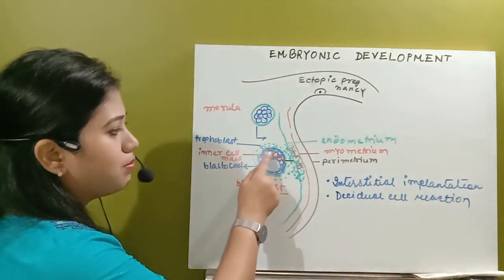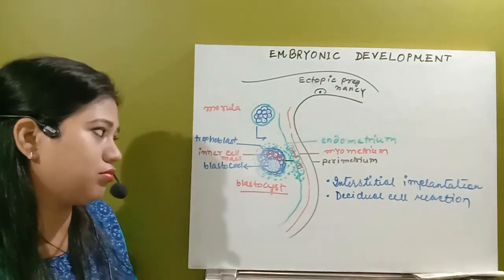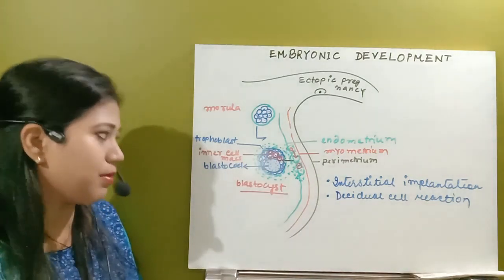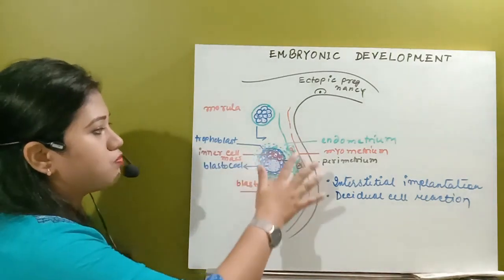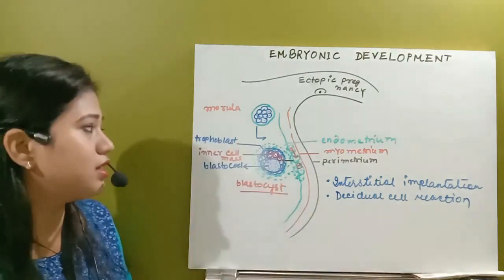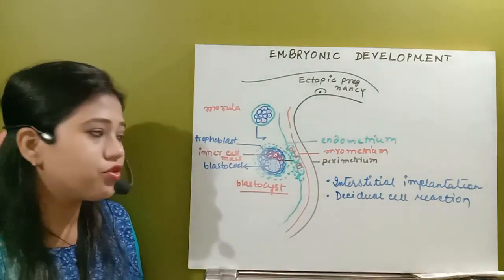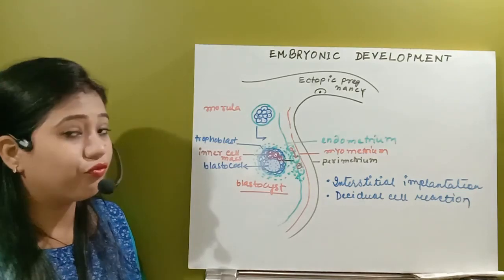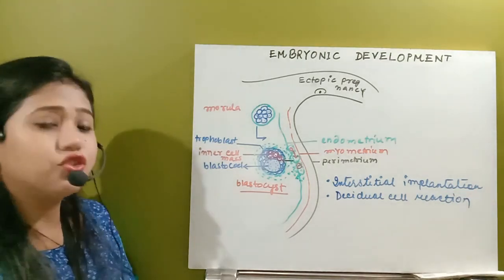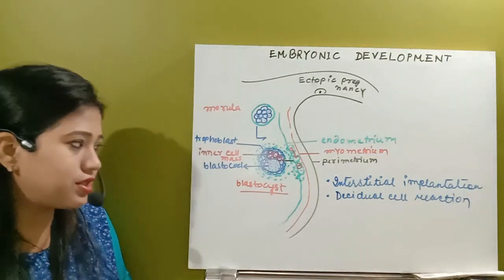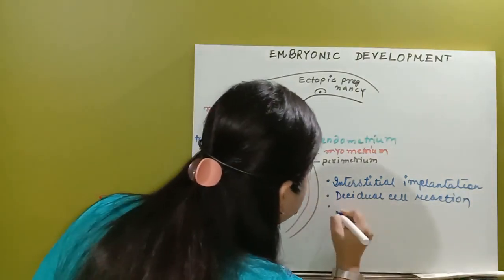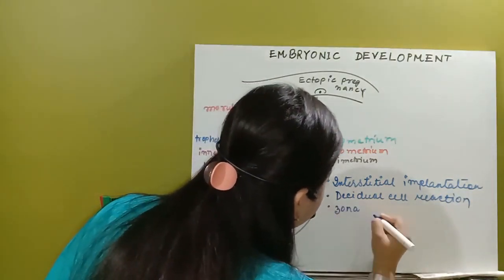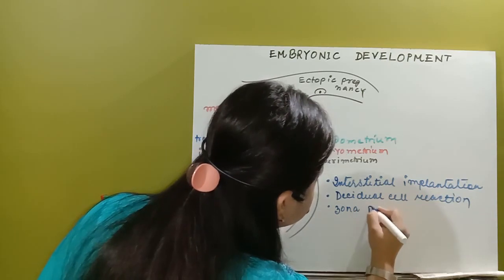Next, the bigger cells present inside are known as the inner cell mass, and the cells on the periphery are known as the trophoblast. In that period of time, gradually the zona pellucida starts to fall and disappear.